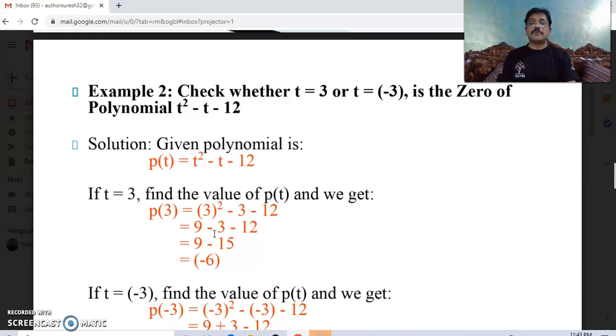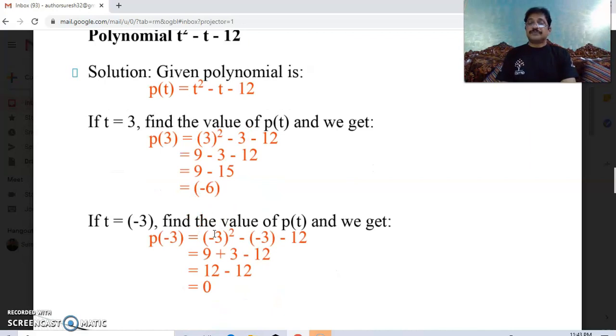Okay. The given polynomial is t square minus t minus 12. What do you have to do first? Say it is p of t, which is equal to t square minus t minus 12. Take t equal to 3, substitute the value of 3 in place of t, then we will get 3 square minus 3 minus 12, which is 9 minus 15, which is minus 6. Clear? Then we can come to a conclusion here. P of 3 is not equal to 0, so 3 is not a zero of the polynomial.